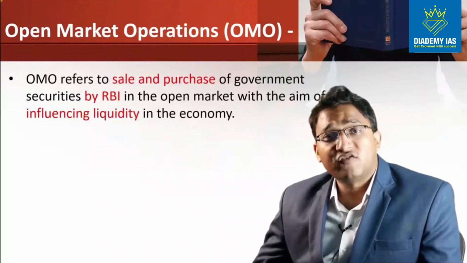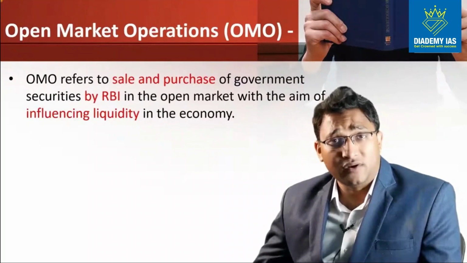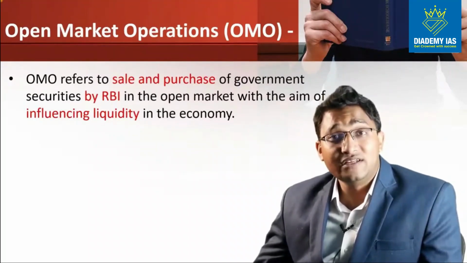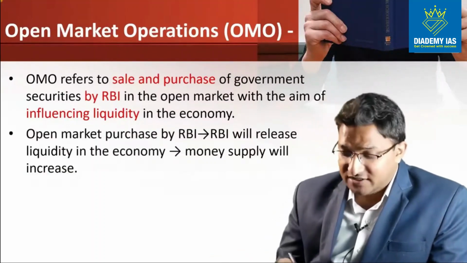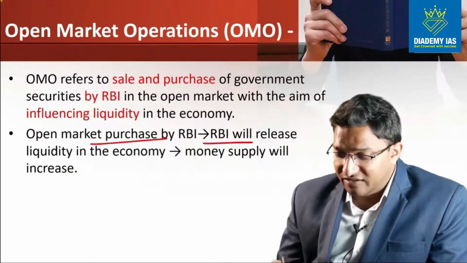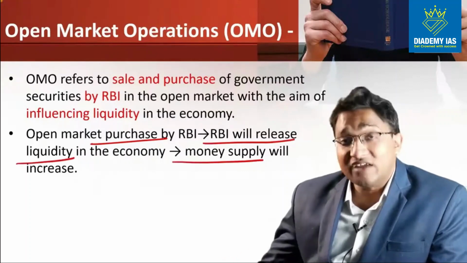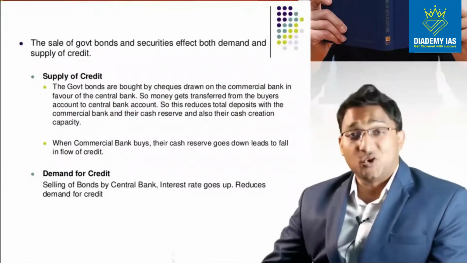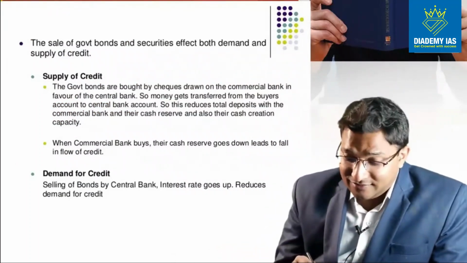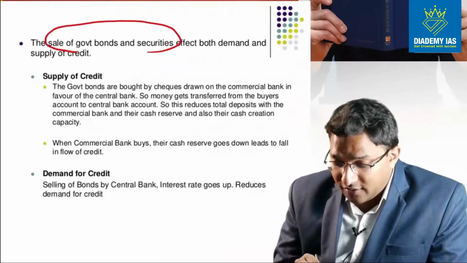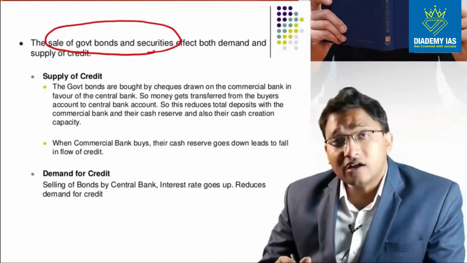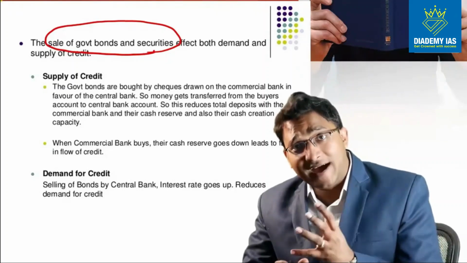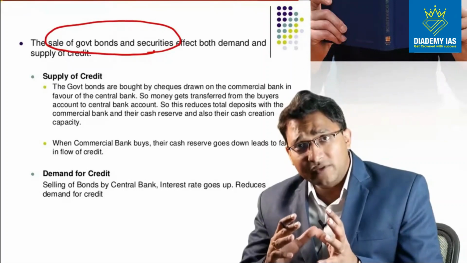So OMO refers to the sale of government securities by the RBI in the open market with the aim of influencing liquidity in the economy. Open market purchase means RBI will release the liquidity, that means money supply will increase, and vice versa. Now, this is a very interesting phenomenon. When the government bonds or securities are sold by the RBI, then what happens?